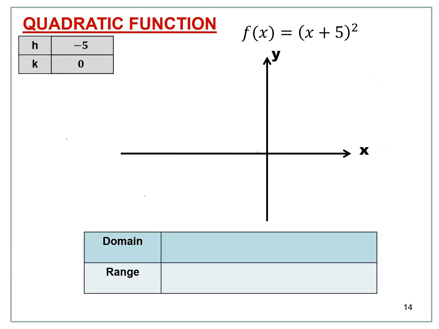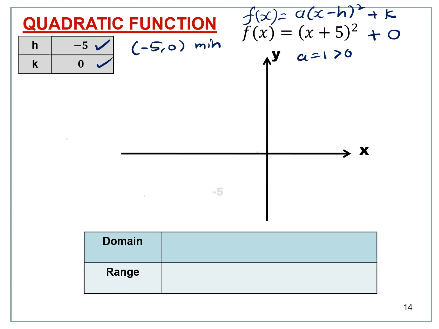Okay, we go to this function f(x) equals (x plus 5) squared. So this is the vertex form, so we can compare with this vertex form. From here you see that a is 1, which is greater than 0. And then h you get negative 5. And k actually is 0. Okay, so k is 0. So now this is a minimum point at (negative 5, 0). Minimum. Yeah, this is the graph.